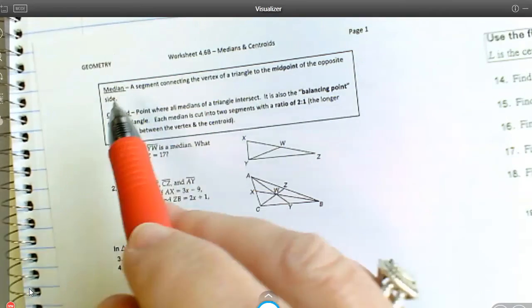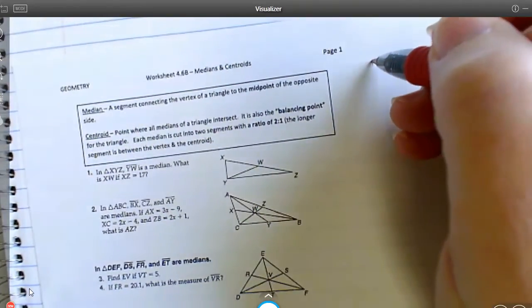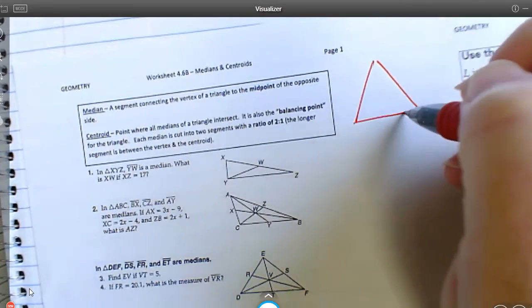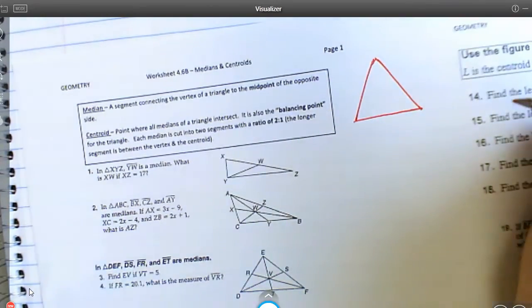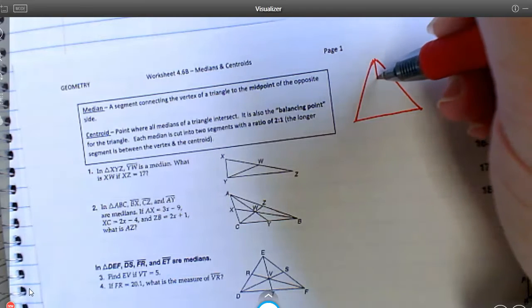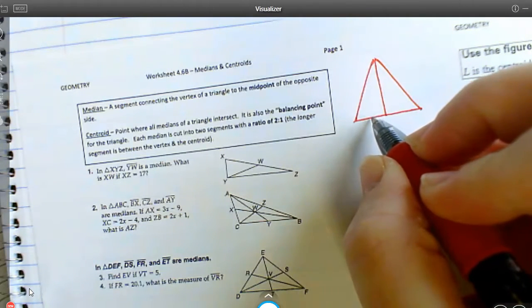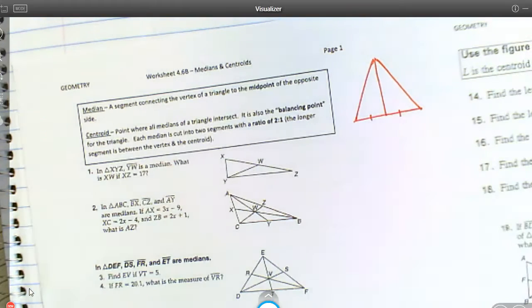Okay, so we're talking about medians and centroids. We have this triangle here. A median is a line that comes from the vertex to the other side of the triangle, and it bisects the side, so basically makes those two sides equal. So that line that I just drew, that's the median.